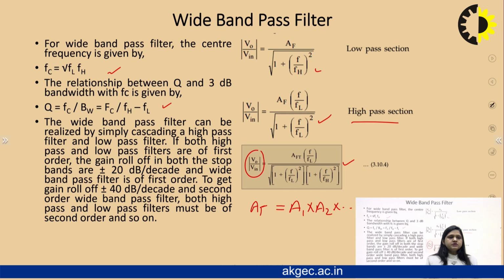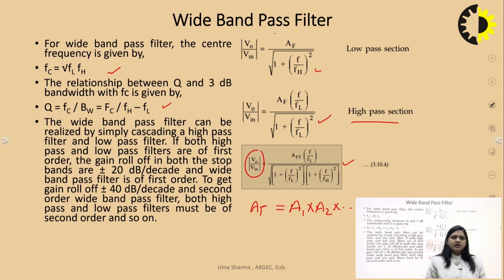If the high pass and low pass filters are of first order, then definitely the resultant band pass filter will be a first order band pass filter, and if both high pass and low pass are of second order, then the band pass filter will also be equivalent to a second order band pass filter, and so on. We can design a band pass filter of any order by using simply high pass and low pass filters. But one thing you have to remember, the order of the low pass and high pass filters must be the same. So if we want to design a second order, then both filters must be second order.